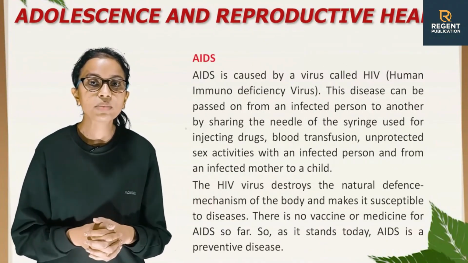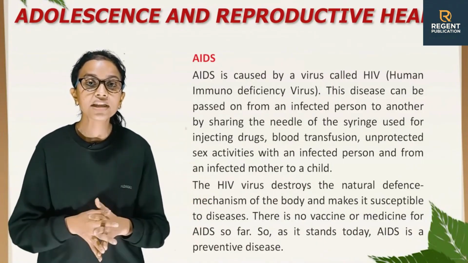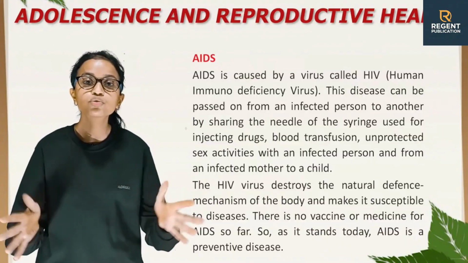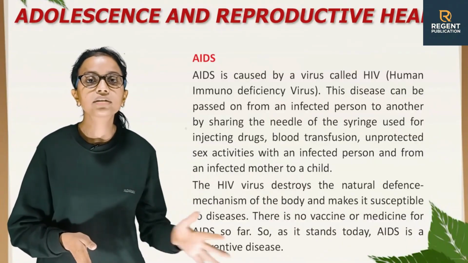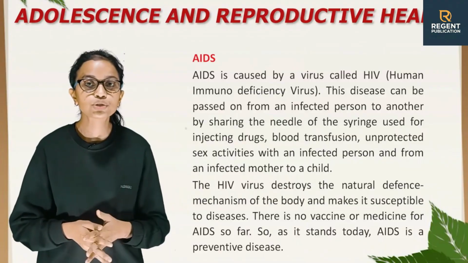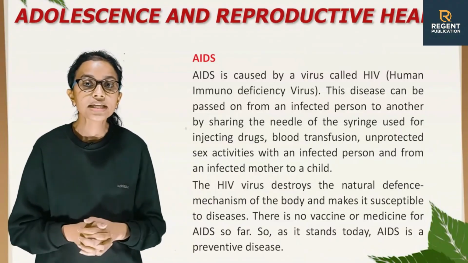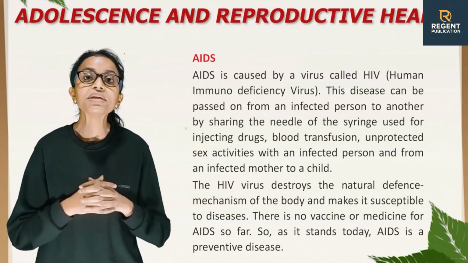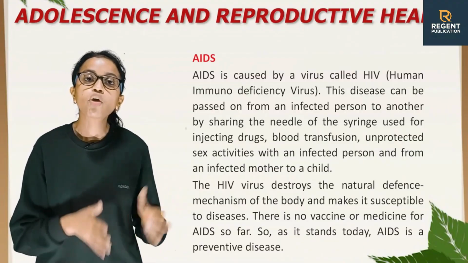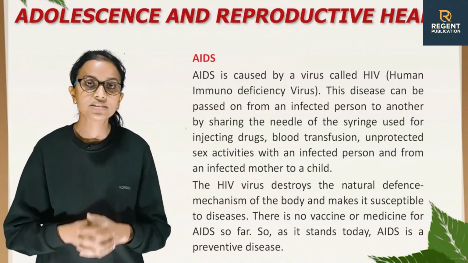AIDS. AIDS is caused by a virus called HIV, that is human immunodeficiency virus. This disease can be passed on from an infected person to another by sharing the needle of the syringe used for injecting drugs, blood transfusion, unprotected sex with an infected person, and from an infected mother to a child. The HIV virus destroys the natural defense mechanism of the body and makes it susceptible to diseases. There is no vaccine or medicine for AIDS so far. So as it stands today, AIDS is a preventable disease.